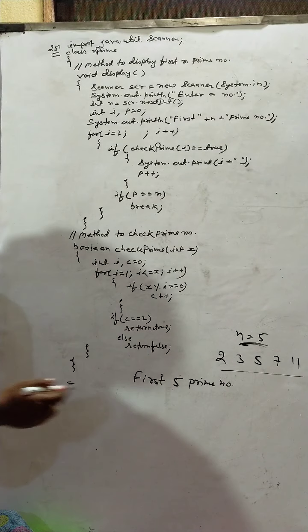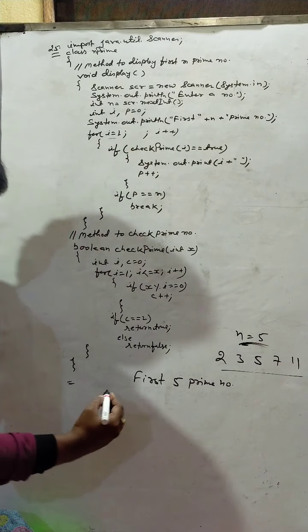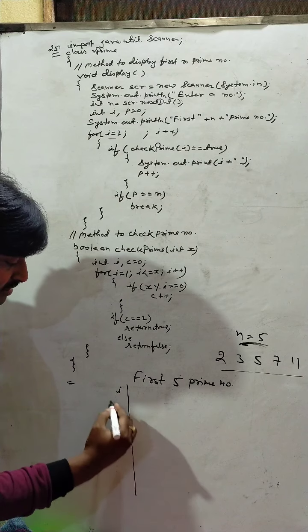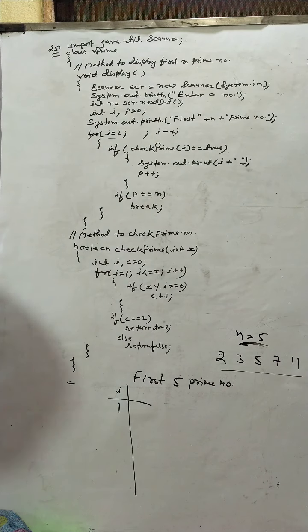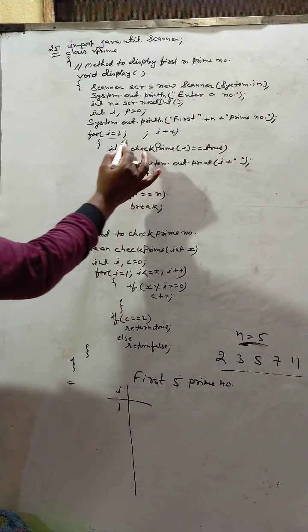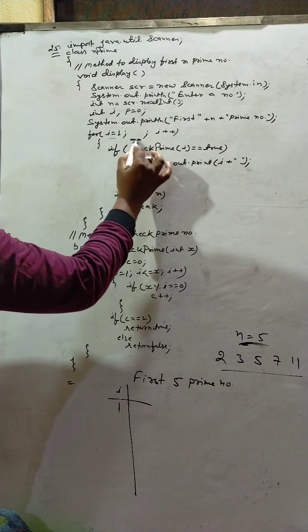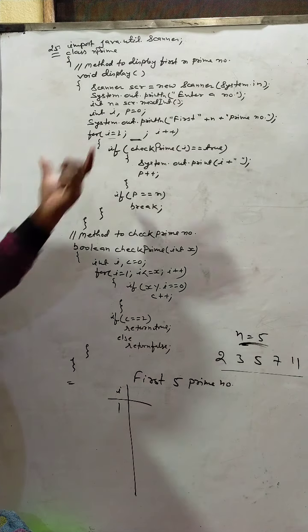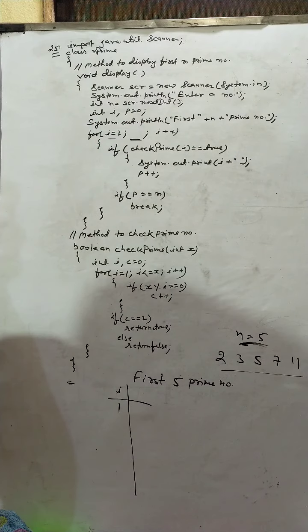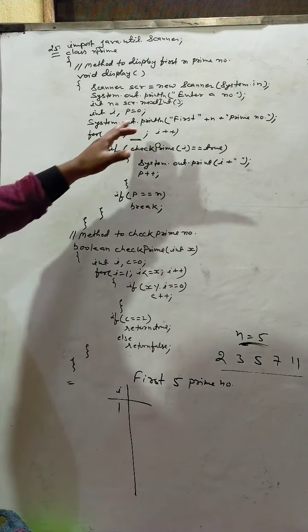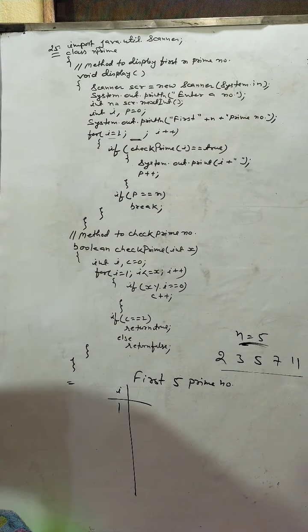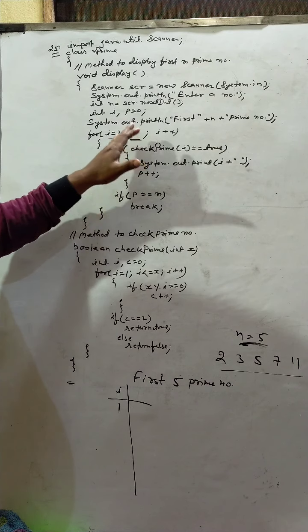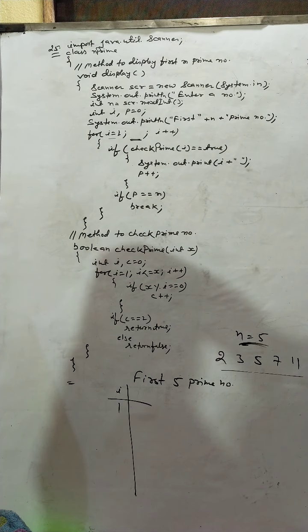Okay. Now see the loop. i equal to 1. The value of i is 1, and there is no condition. The test expression is nothing, it is blank. It means this is an example of an infinite loop.